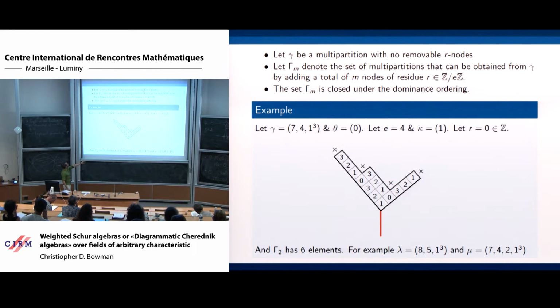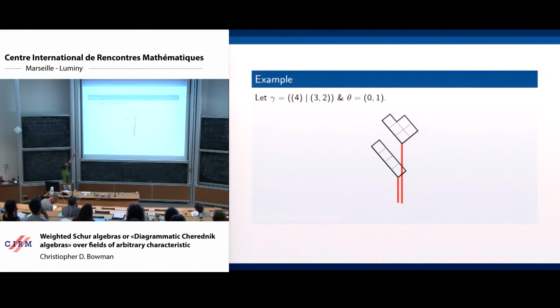Now let's do another example. So now I'm going to let gamma be the bipartition. So here I've got 4, and then the next one is 3, 2. And this is a Frobenius dominance ordering. So here I've put these boxes very close together. I've picked theta to be 0, 1. And you see this red line cuts through this box here precisely because they're very close together.